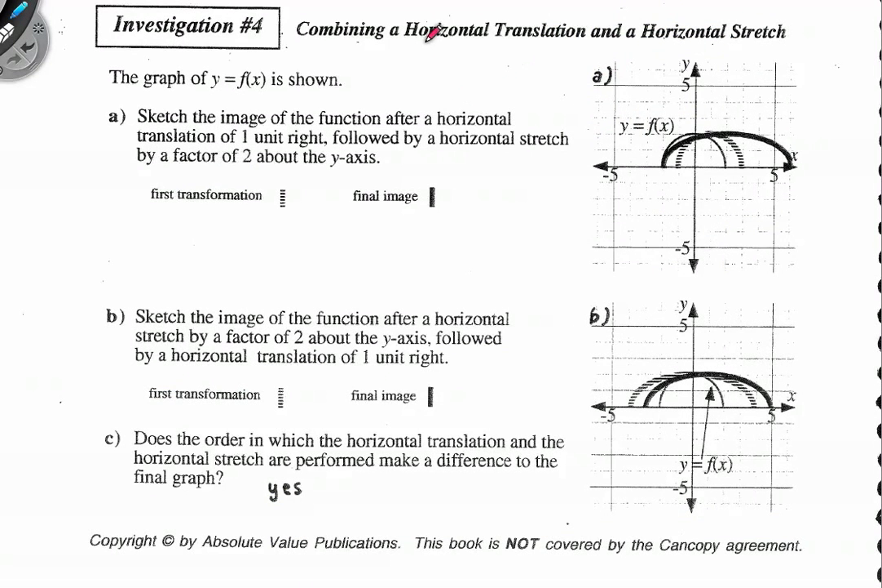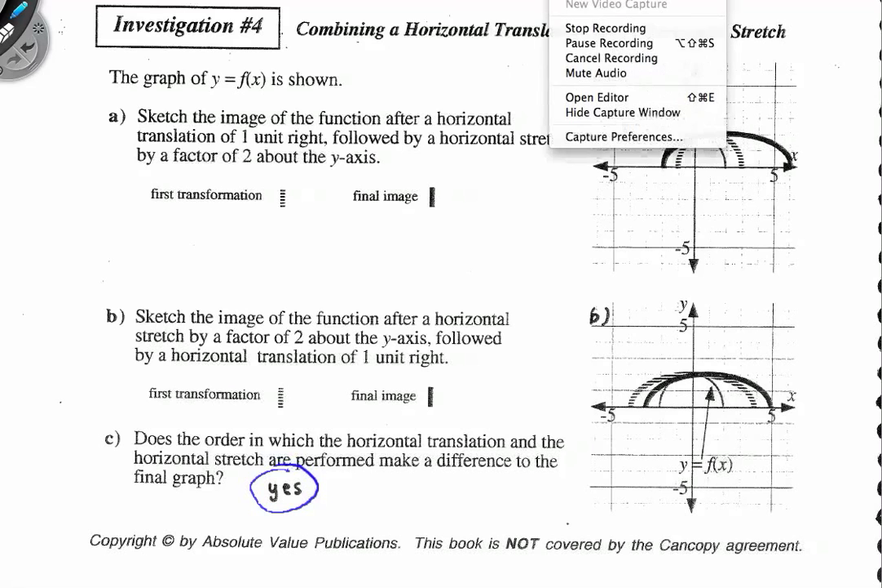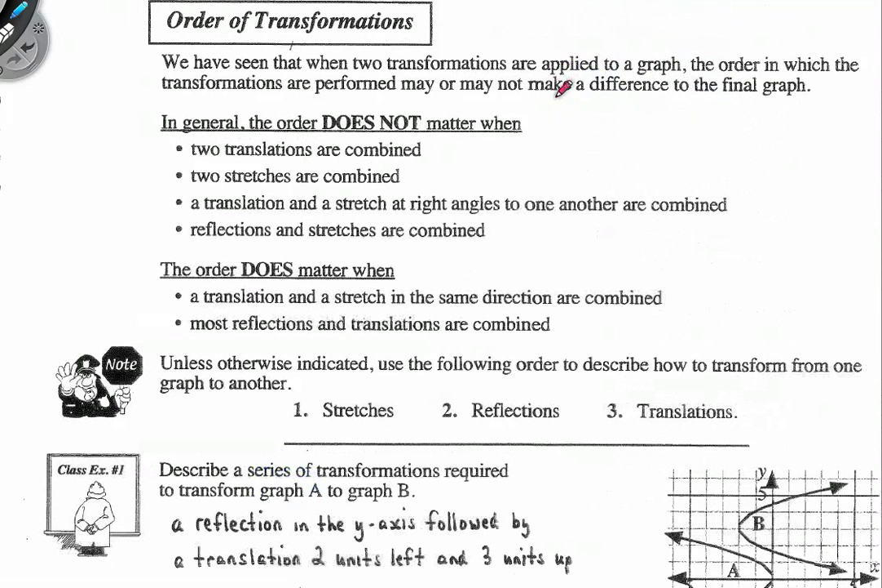Investigation 4 looks at combining horizontal translation, horizontal stretch. Now again, if you look what happens here, you'll see that the final image, the thick line, is different. It's in different locations in both A and B, in both scenarios. So this was a horizontal translation, 1 unit right, horizontal stretch, factor of 2, and this was switched around here, and so we find there is a difference here. So looking at order of transformations, there is some cases where it does matter.